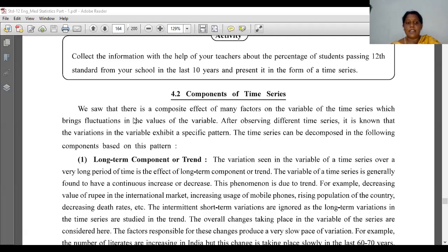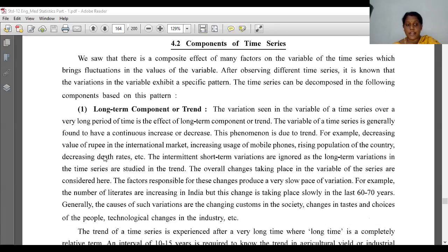Now we saw that there is a composite effect of many factors on the variable of the time series, which brings fluctuations in the values of the variable. After observing different time series, it is known that the variations in the variable exhibit a specific pattern. The time series can be decomposed into the following components based on this pattern. First is the long-term component or trend.